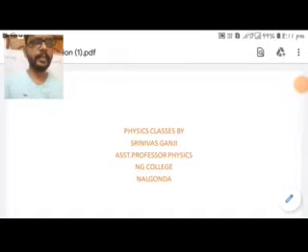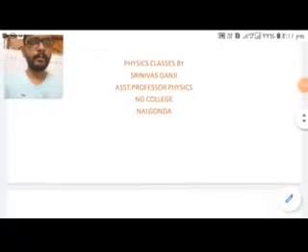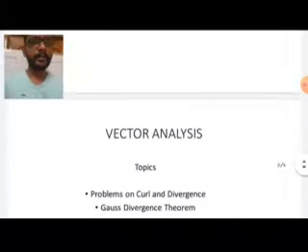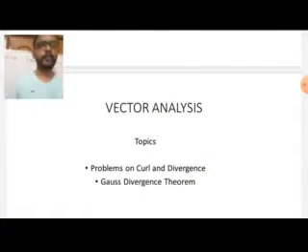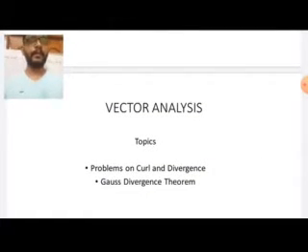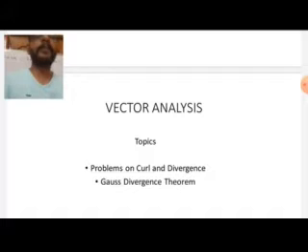We are going to see a few more topics under the vector analysis chapter. Among them, the first one is problems on curl and divergence. In the previous session, we have seen what is curl and what is divergence. And today we are going to see a few problems on curl and divergence.